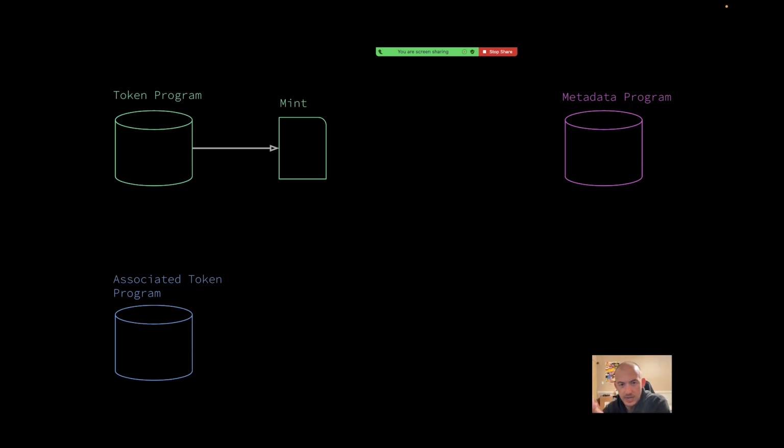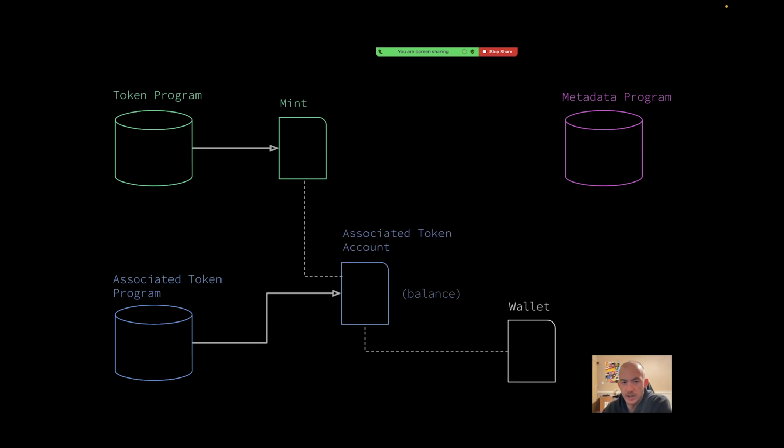It has some details about it, and there's only one Mint account for any token. So, you might be wondering, how do you send tokens to people or mint new tokens? Well, you actually have to make use of a related account called an associated token account.